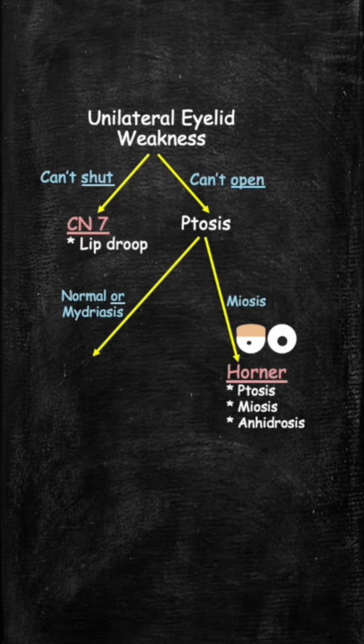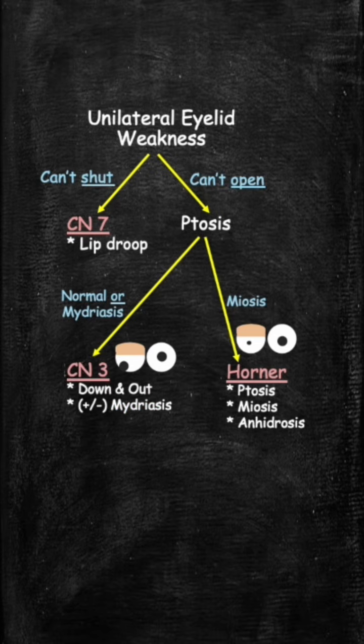So finally, there's only one thing left, and that's if you have ptosis, but your pupil is not constricted, meaning it's either normal or dilated. And if that's the case, then your diagnosis is a cranial nerve 3 lesion. Cranial nerve 3 is called oculomotor. It's not only responsible for eyelid opening, but it's also important for movement of the eyeball and having a normal gaze.